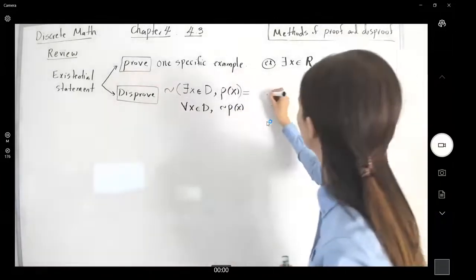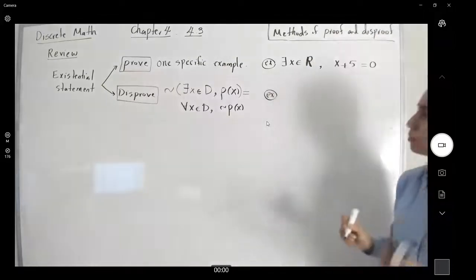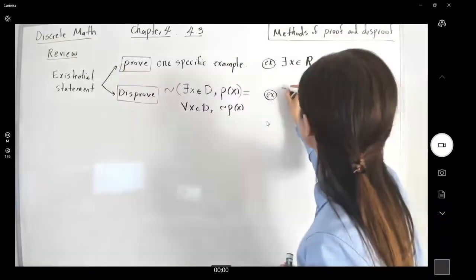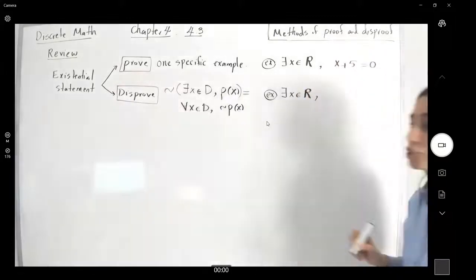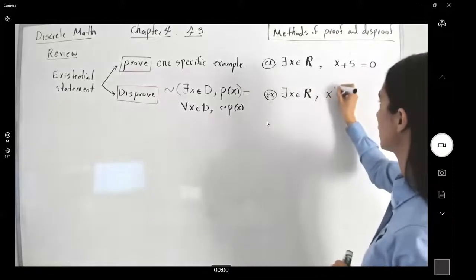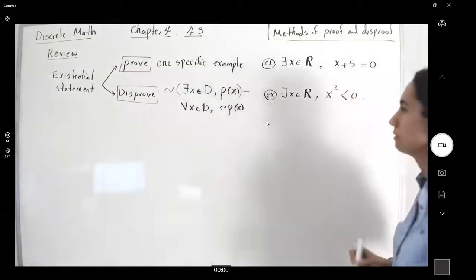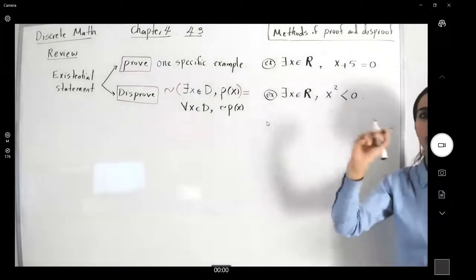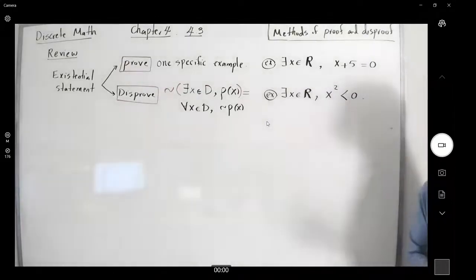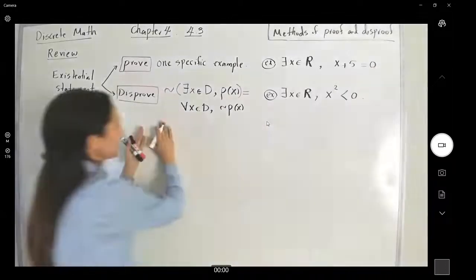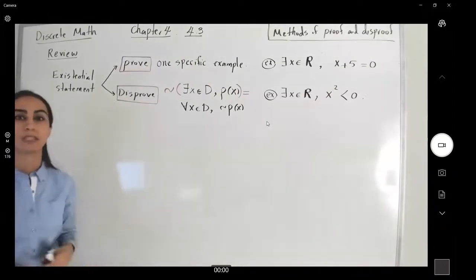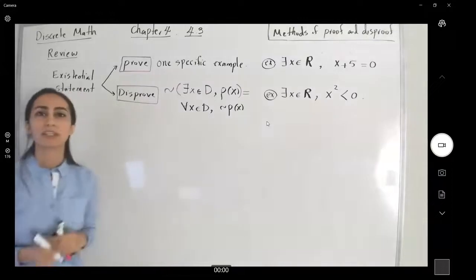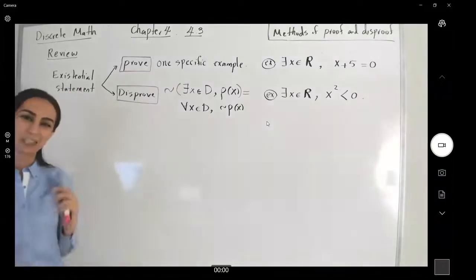For example, suppose this statement is given to you. There is a real number x such that x squared is negative. It says we can find one real number such that if I square it, the outcome is negative. So to disprove this statement, we need to take an arbitrarily or randomly taken element like x, such that not P of x.